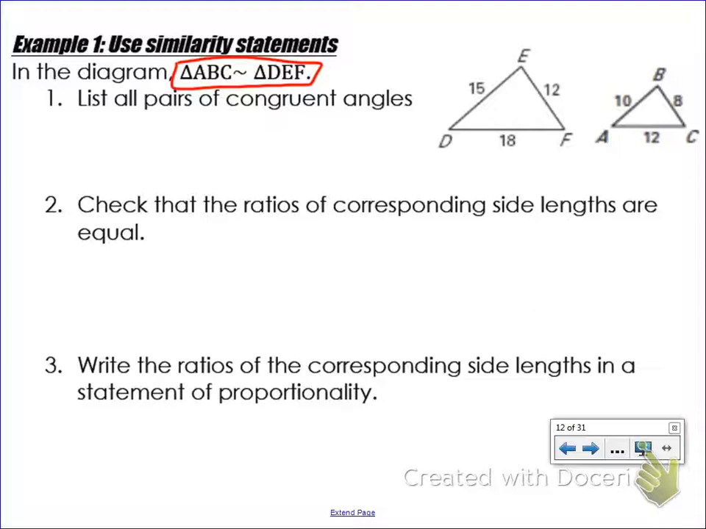So first, we have angle A and angle D, which are both the first letters of the similarity statements. So angle A is congruent to angle D because they are both in the first spot of my similarity statement. Angle B and angle E would also be congruent because they're both the second letters in my similarity statement.